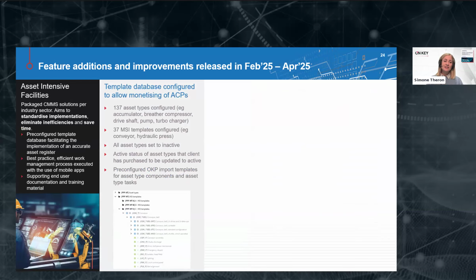Then in terms of our asset-intensive facility solution, which is aimed at our mining and heavy manufacturing clients, this is really where we spent the bulk of the effort for this release. In terms of our template database, we've expanded the asset care plan library in this solution quite considerably. There's a whole library of asset types available with the breakdown of components and all the asset care plans that are required to maintain these assets. These asset types can then be selected and used by the client as required.